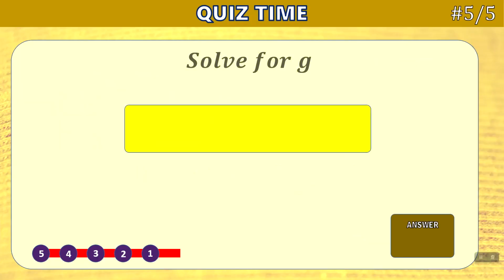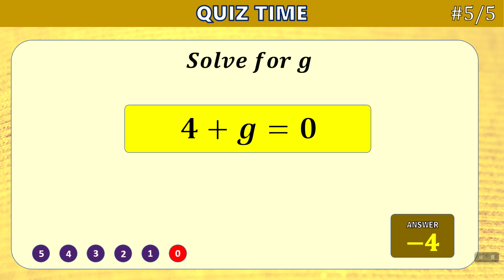And the last one, solve for g. 4 plus g equals 0. Time's up. The answer is minus 4. If 4 plus g equals 0, and we need to get rid of the 4 on the left-hand side, we need to subtract 4 from both sides. On the left, the 4's cancel, and this leaves us with g equals 0 take away 4 is minus 4.